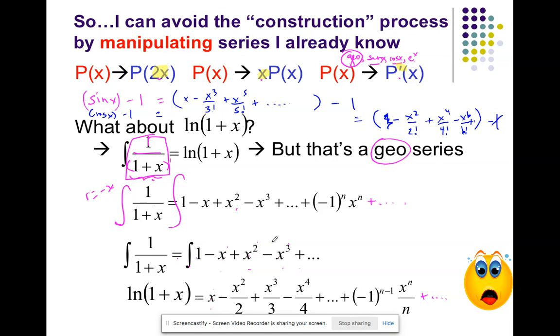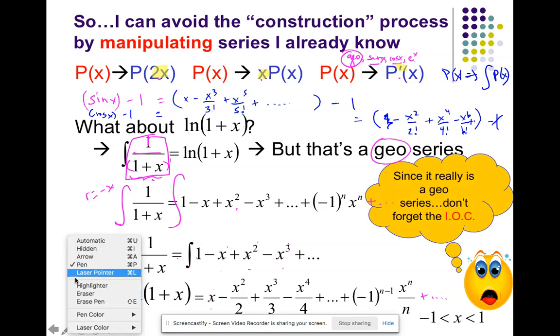Right? So you can do a lot. And now you know you can differentiate, and you can also take p of x and you can integrate both sides. So the only thing you can't do is squaring. You can't square an infinite polynomial.